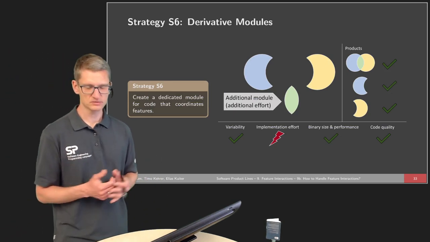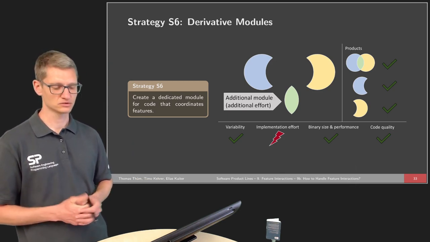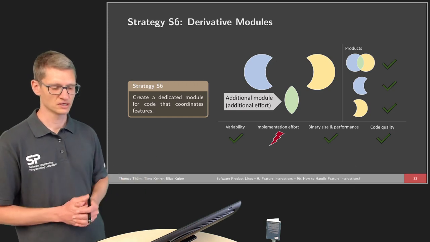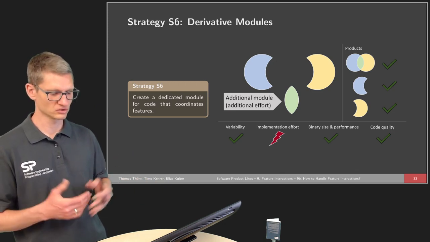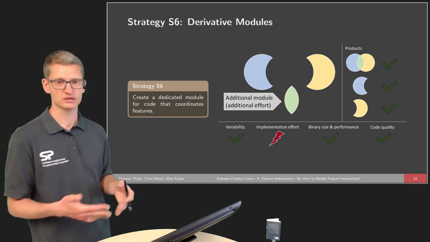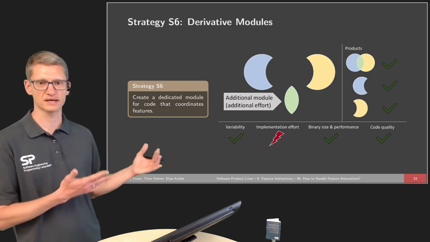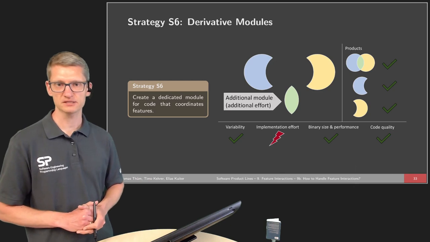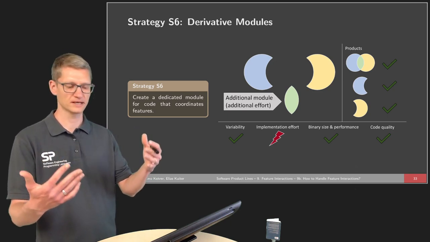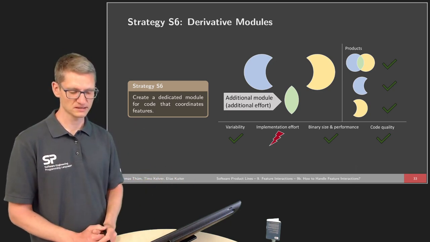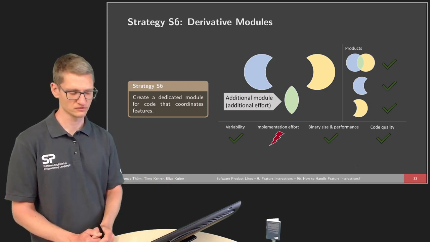Sometimes, as we have already seen, it's a bit dependent on the implementation technique that we have chosen for our product line how to solve and handle certain interactions. In this case, we are talking about derivative modules. This can be applied to implementation techniques that use modules anyway. We talked about components, services, plugins, but also feature modules and aspects in the lecture. And we've seen that strategy S5 was dedicated to conditional compilation. For all the other strategies, we basically introduce a new module, and this module coordinates the code of those two features.